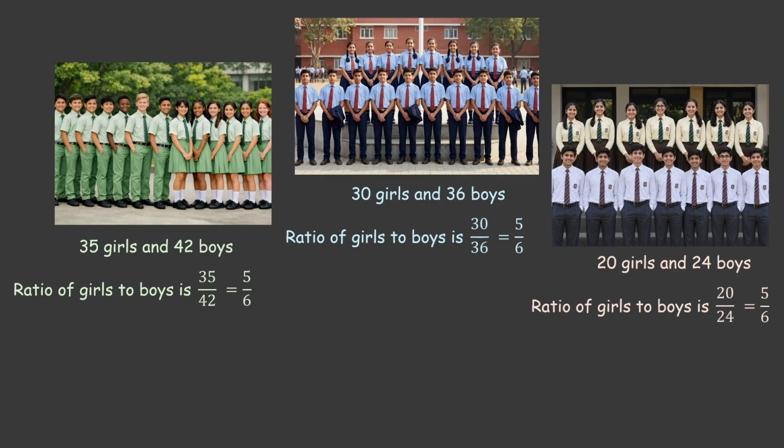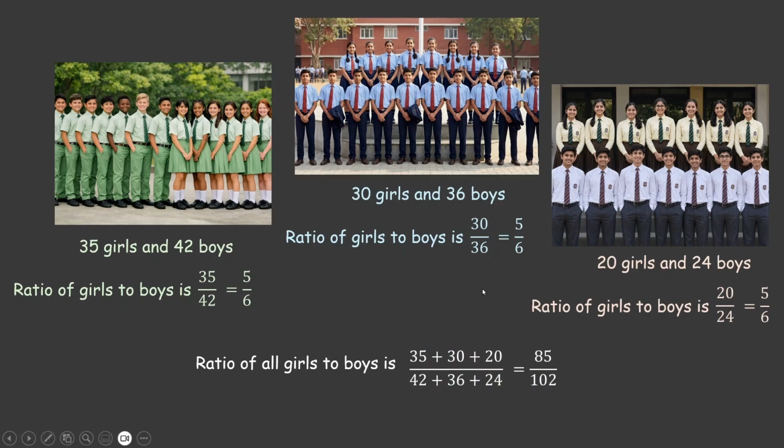Let us now find the ratio of all girls to all boys. So we'll add all girls, 35 plus 30 plus 20, and divide it by all boys, 42 plus 36 plus 24. This is 85 by 102. 17 into 5 is 85, 17 into 6 is 102. So the ratio is once again 5 by 6.